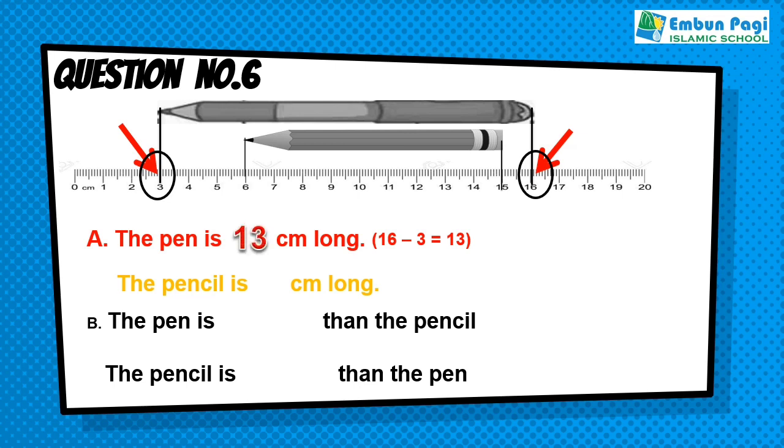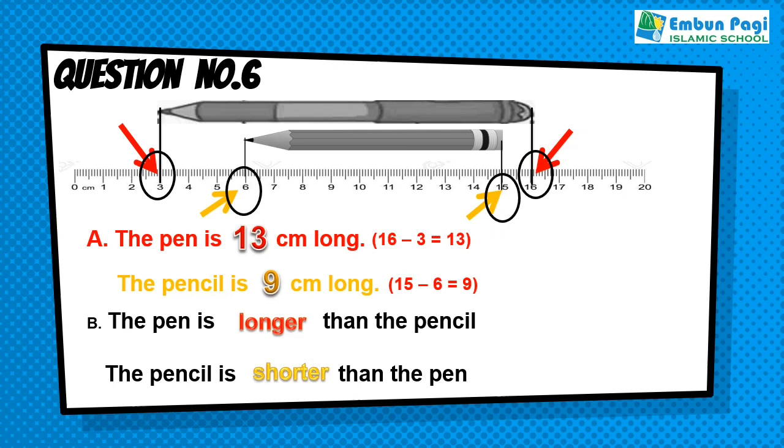How about the pencil? The pencil starts from 6 centimeters and ends at 15 centimeters. So 15 minus 6 equals 9. The pencil is 9 centimeters long. From this explanation, now we can answer the point B question. The pen is longer than the pencil because it's 13 centimeters, and the pencil is shorter than the pen because the pencil is 9 centimeters. Got it? Excellent.